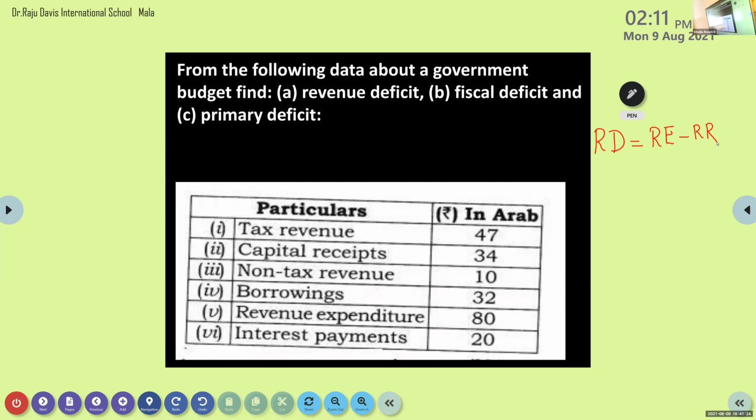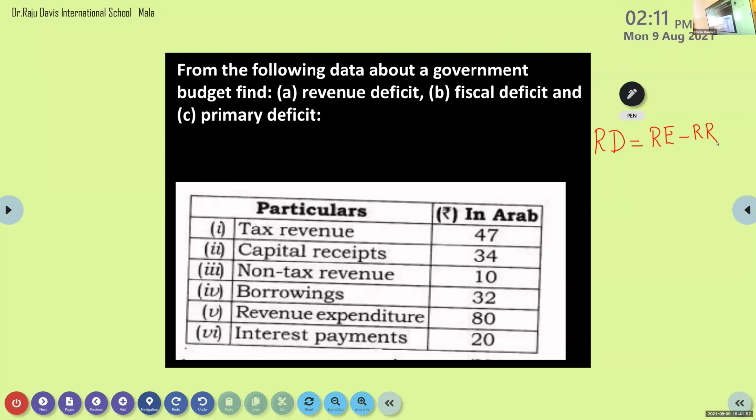RD is equal to RE minus RR. What is given for RE? How much it is given? 80. What about RR? Which one is RR? Tax revenue and non-tax revenue. Yes, tax revenue and non-tax revenue. So total, how much it will be? 57. Okay, now find RD.